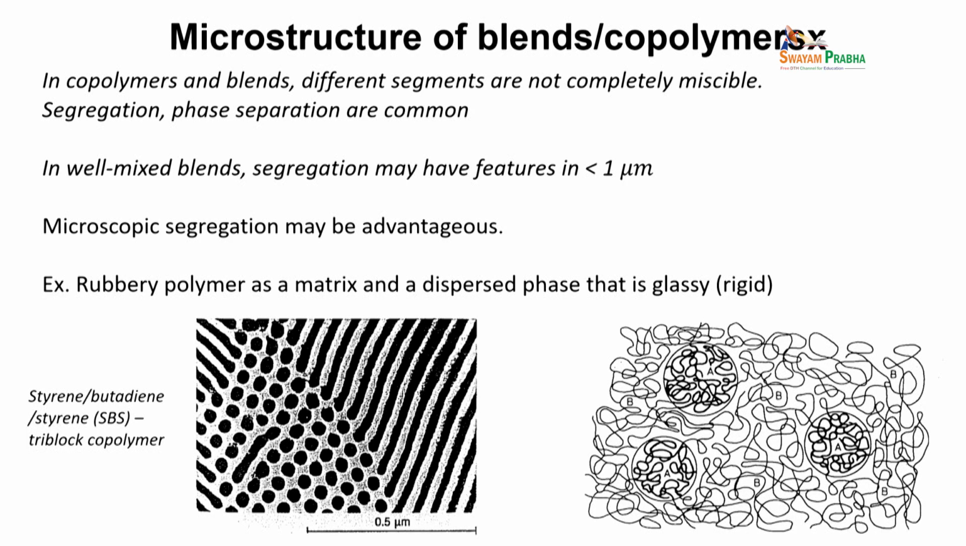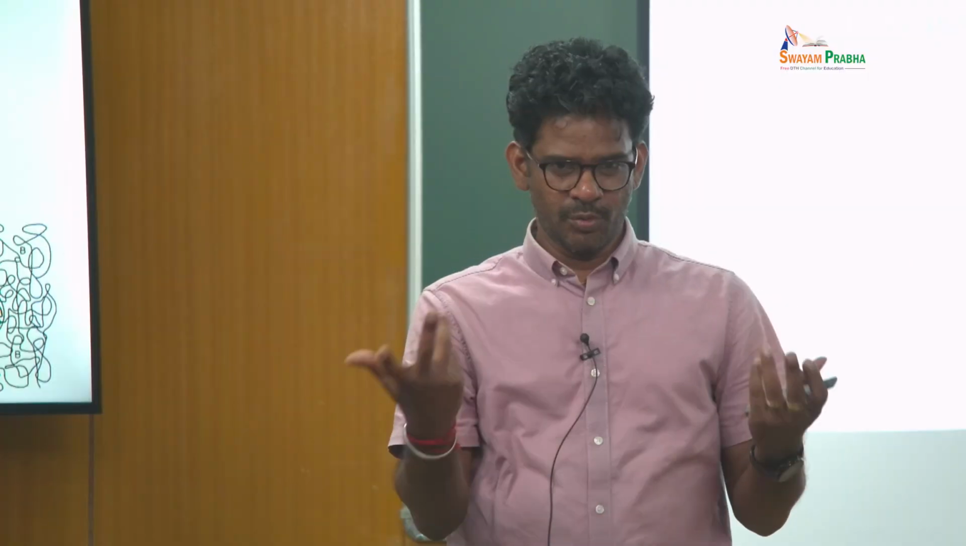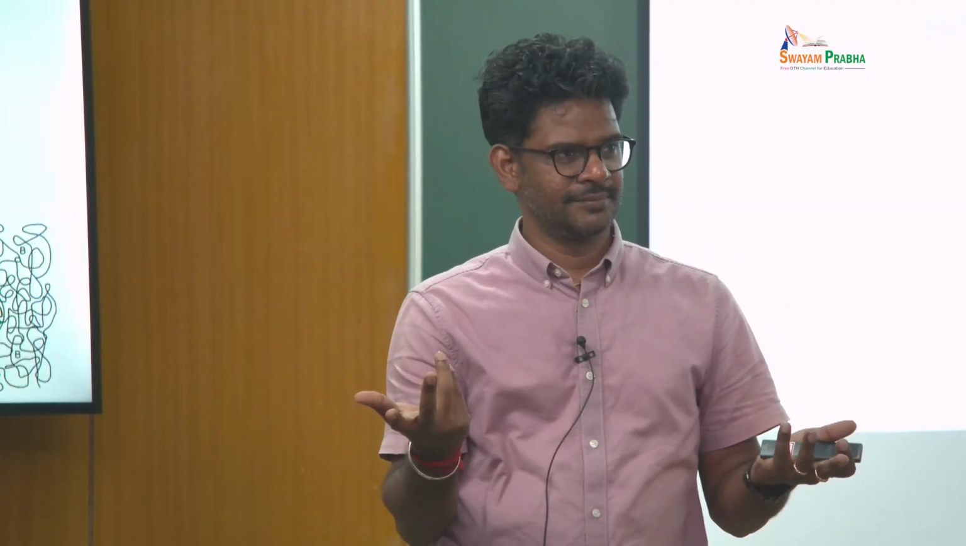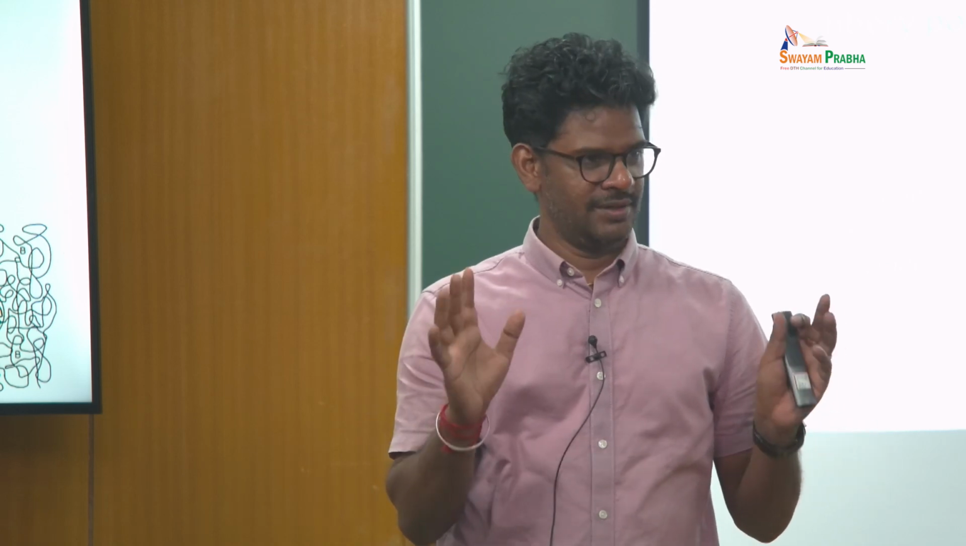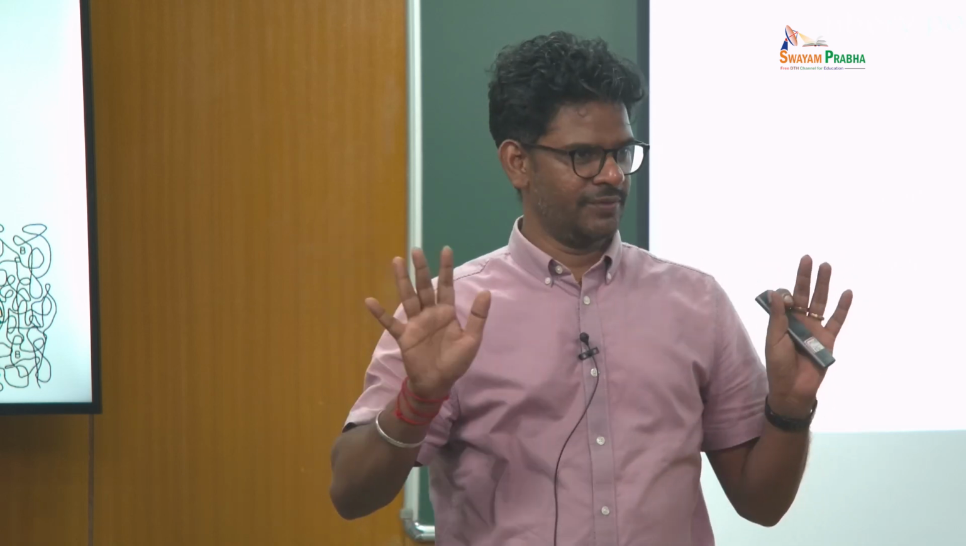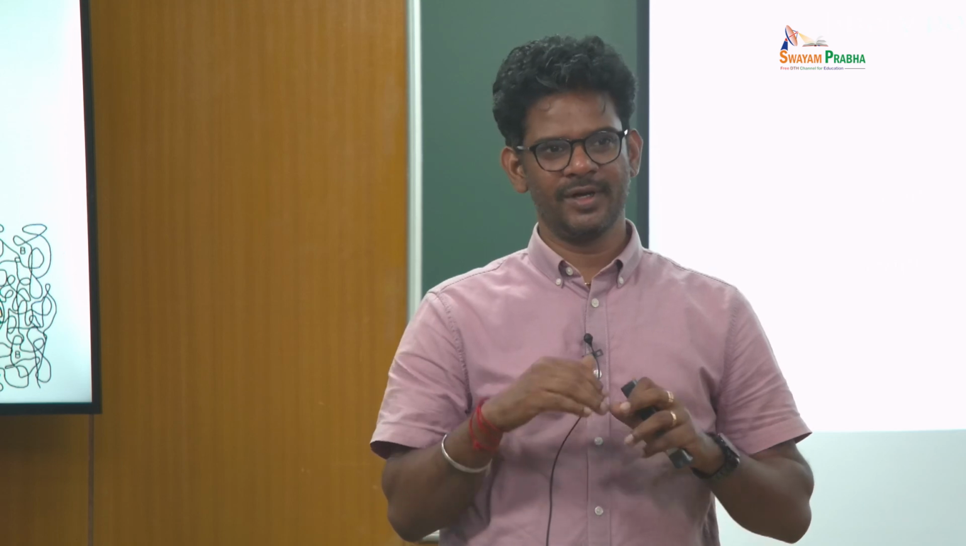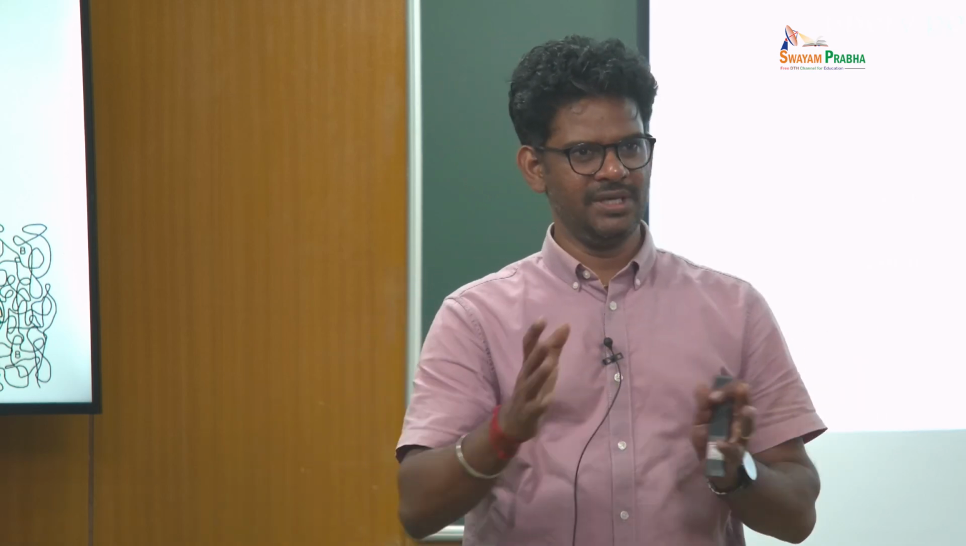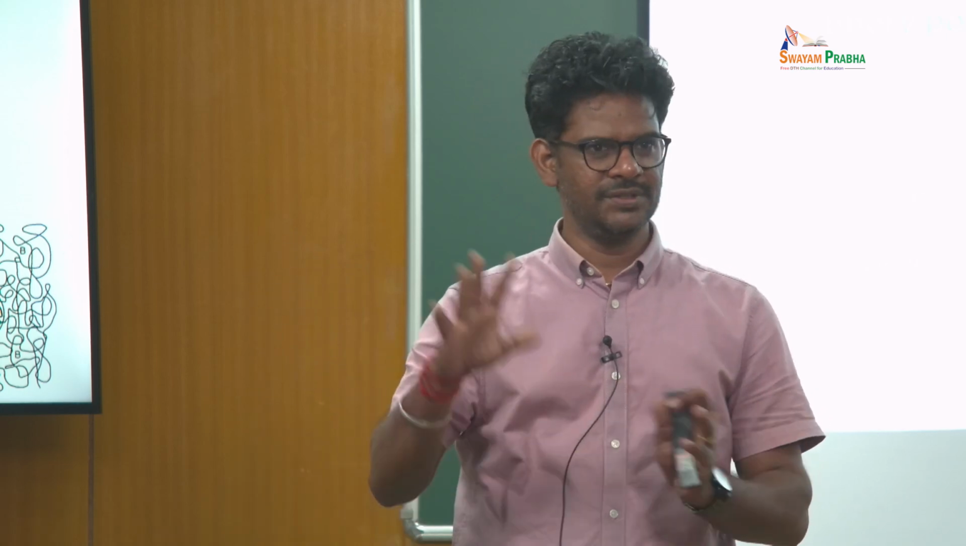Now, whatever we have shown before are homopolymers. What's a homopolymer? A polymer containing only one type of monomeric unit, right? Now, what are copolymers? Two or more repeating units in the same chain. Okay. So, AB, ABC, ABCD, whatever, right?